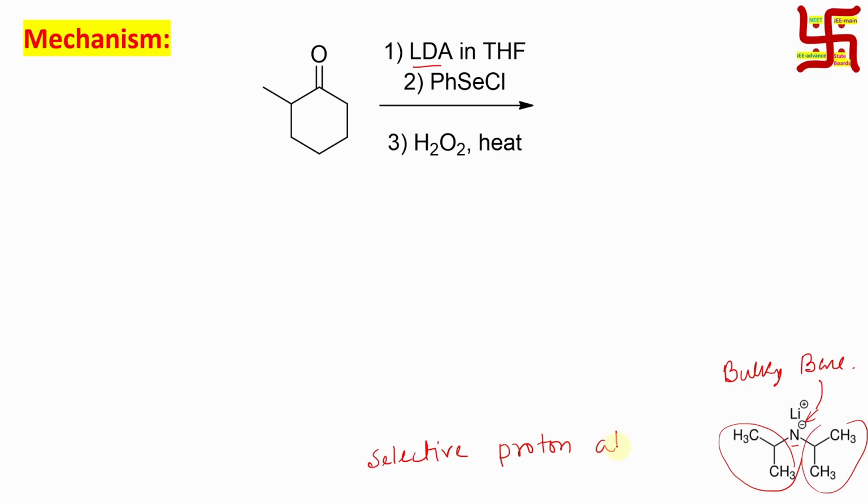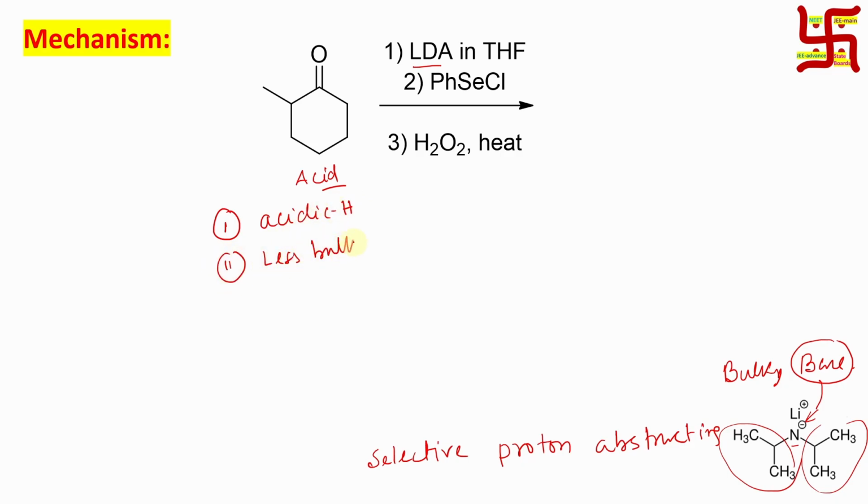What do I mean? It doesn't abstract every proton. It abstracts protons selectively. Where? Obviously from the less bulky side. By the way, this is acting as a base, so obviously this molecule is acting as an acid. So first you should remember point number one: find the acidic proton. Second point: less bulky. These two points will help you decide from where the proton abstraction will take place.